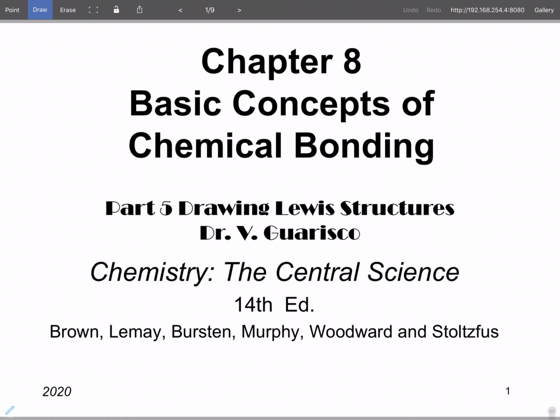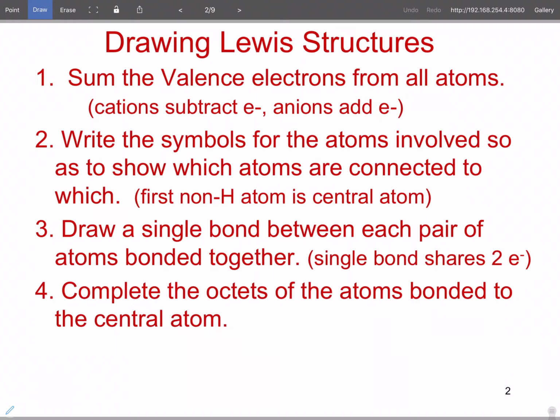We're going to actually get into the bonding. We're going to make the Lewis structures. So there are some rules that you need to follow with respect to making Lewis structures. And if you follow the rules, you'll be fine, because they're just a methodology of following rules.